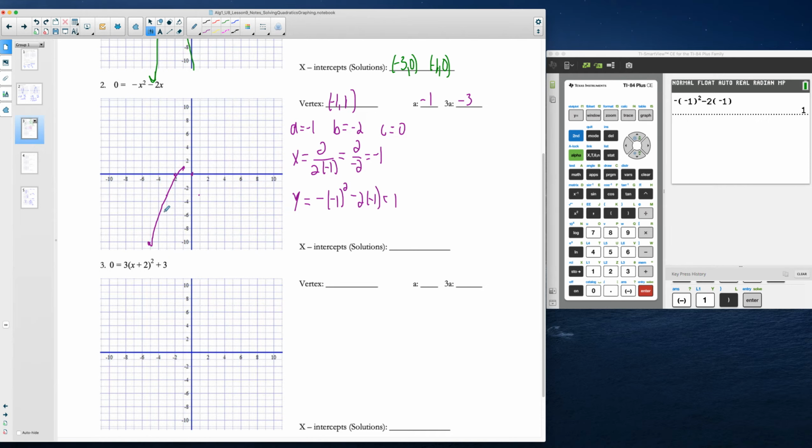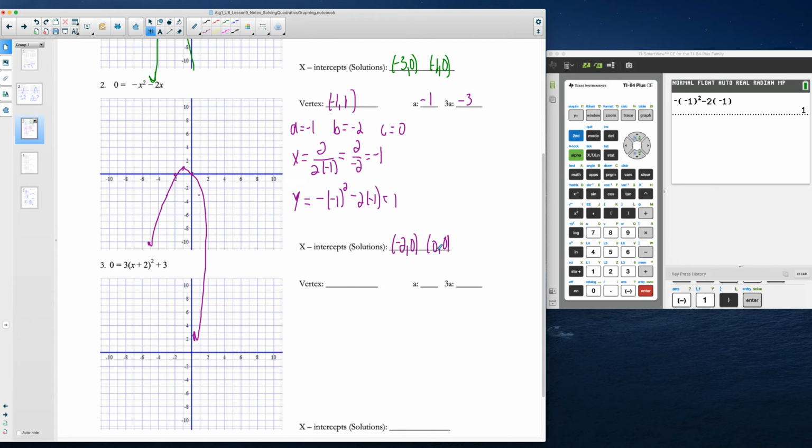Just keep going. I've already stopped. And then coming this way. Oh, I missed that one by a lot. And then it just wants to keep going. I've stopped. Now I'll have to go back and clean that up a little bit here. But you can see that our solutions are negative 2, 0, and we go through 0, 0. So sometimes it does go through the origin, no big deal.